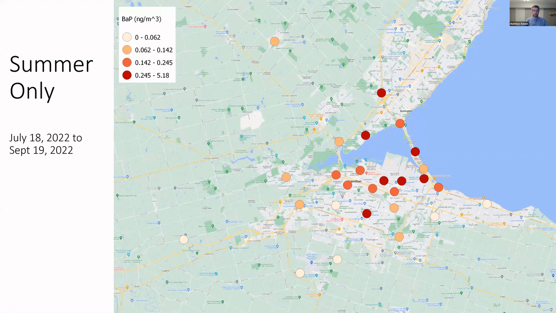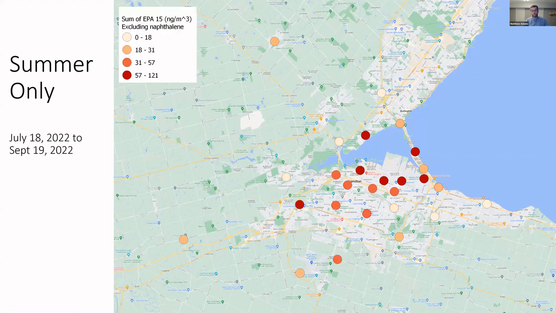We've known it's been a problem for a while, but one thing I wasn't expecting was maybe the spatial extent of benzo[a]pyrene as a pollutant in our urban areas. So something we definitely want to keep track of as we move forward.